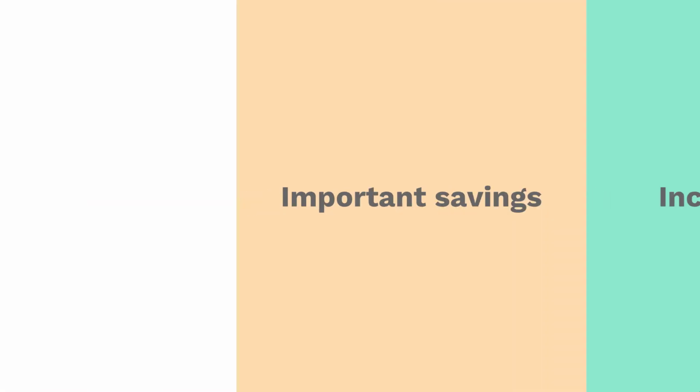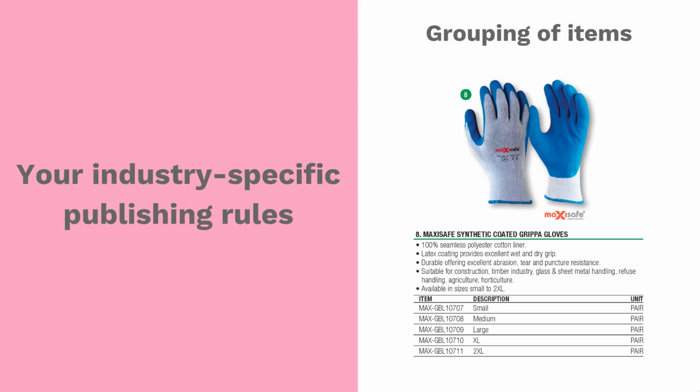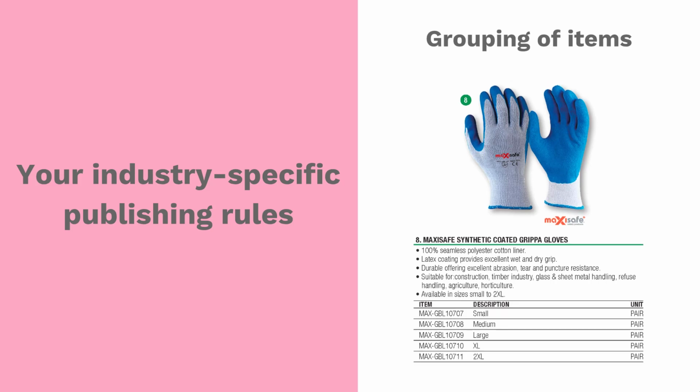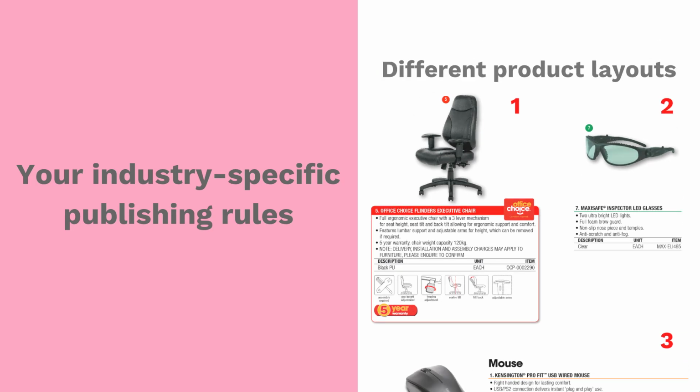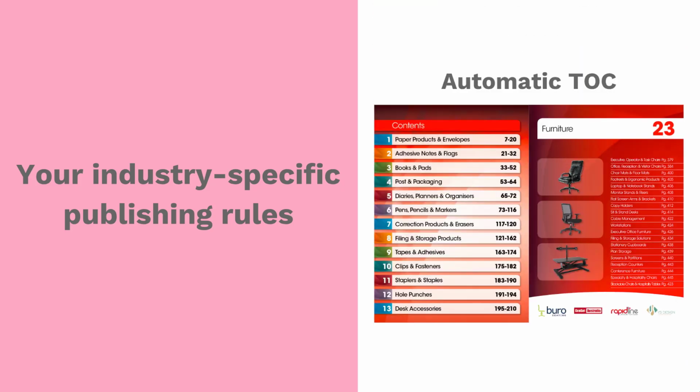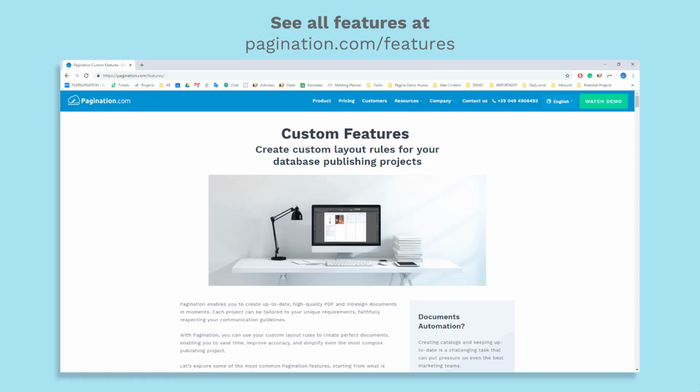Use your industry-specific publication rules. Merge different product codes under the same parent product and place the items in the right category or subcategory automatically. Use the layout that best fits your product. You can use as many layouts as you want. Create different tables of contents that are clickable and organized by category, product name, or part number. If you want to know more about all the features you can use, visit our website at Pagination.com/features. Pagination is easy to set up and simple to use.